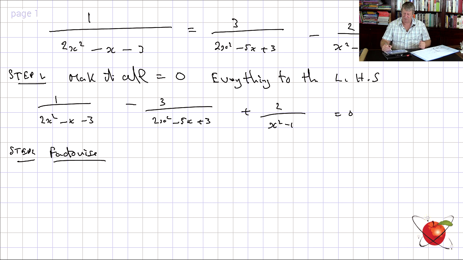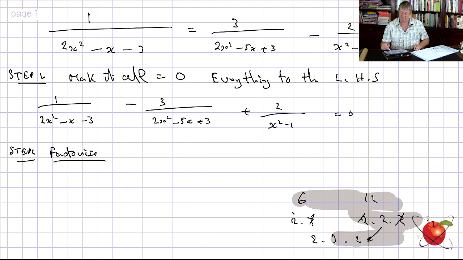Step 2: factorize. Why do we factorize? Because when we're looking for the LCD, we don't want to repeat factors. The lowest common denominator, for example, of 6 and 12: 6 is 2 times 3, 12 is 2 times 2 times 3. I've already got a 2 and a 3 there, so I only need to take a 2 from here. I'm not going to repeat factors. That is the secret of this.